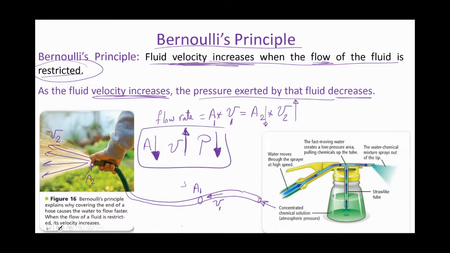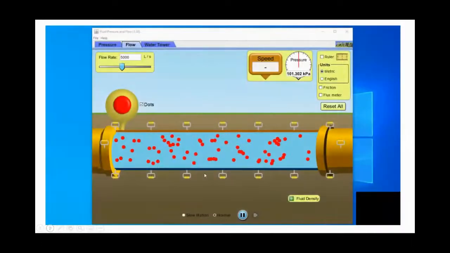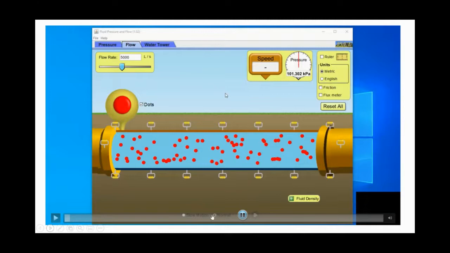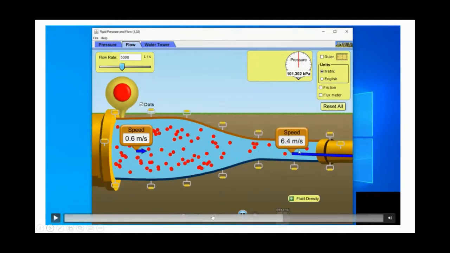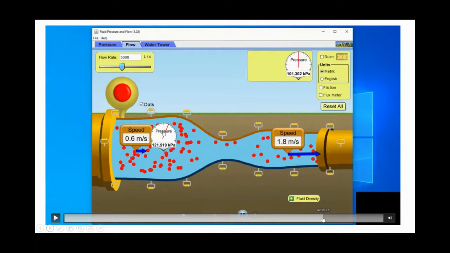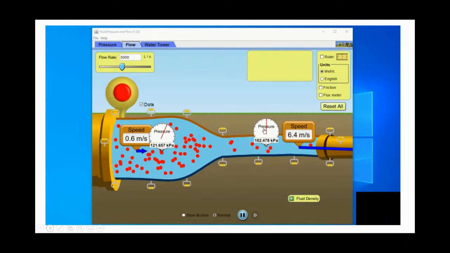Okay? There is a video here. I want you to watch it after the lecture when you have time. It's in the PowerPoint. Okay, that's a simulation. In this simulation, I have a tube, and I can decrease or increase the size of the tube. The area here is A1, and the area here is A2.